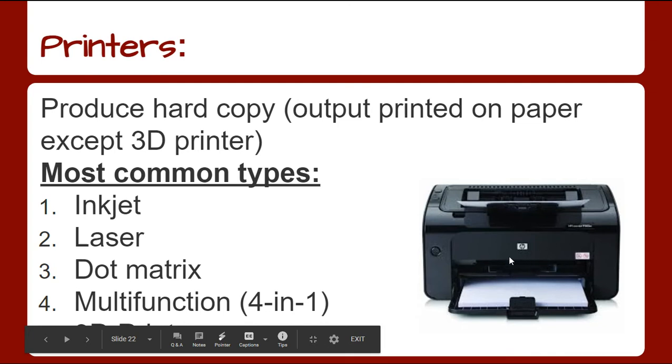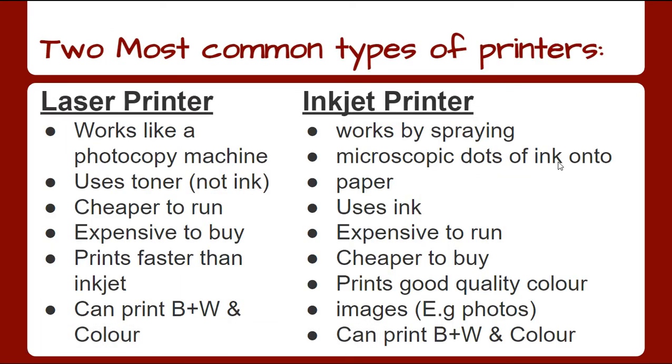This is an example of a laser printer. Laser printer works like a photocopy machine. In fact, those are the types of printers we have at school. They use toner, not ink. They're cheaper to run. They're expensive to buy. They print faster than inkjet, and you can print black and white and color depending on the type of printer you buy. If the printer only says black and white, then you can only print black and white.